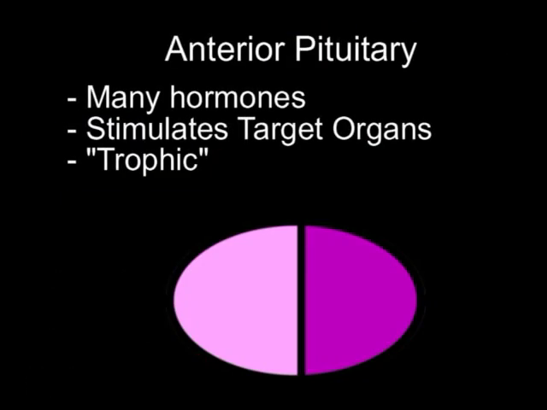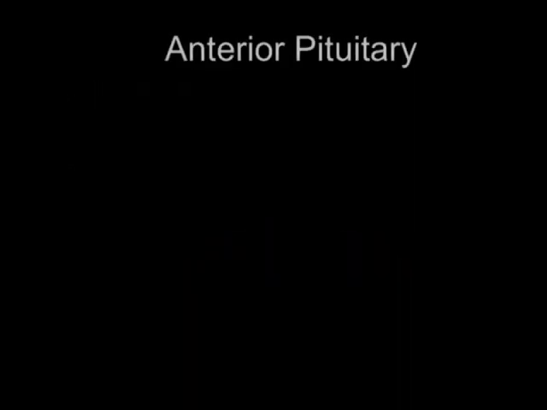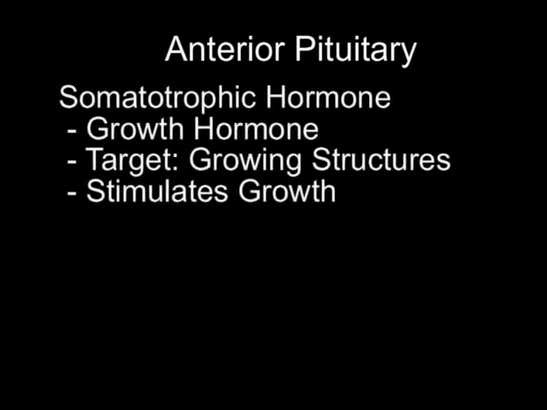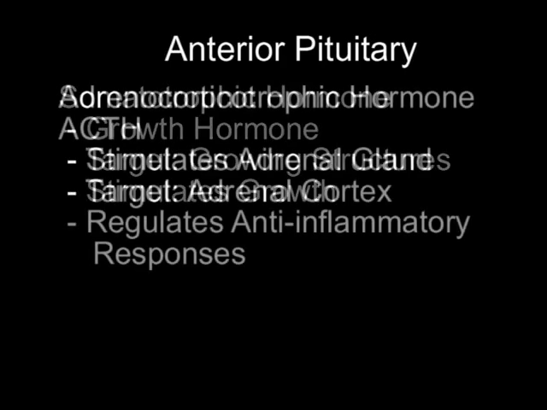In general, they stimulate the target organs to develop or produce their own products. This stimulating effect is referred to as a trophic. Of the many hormones produced by the anterior pituitary gland, we will examine 6 of them. First is somatotrophic hormone, or growth hormone. The target organs of this hormone are the growing structures of the body. This hormone influences such structures to grow.